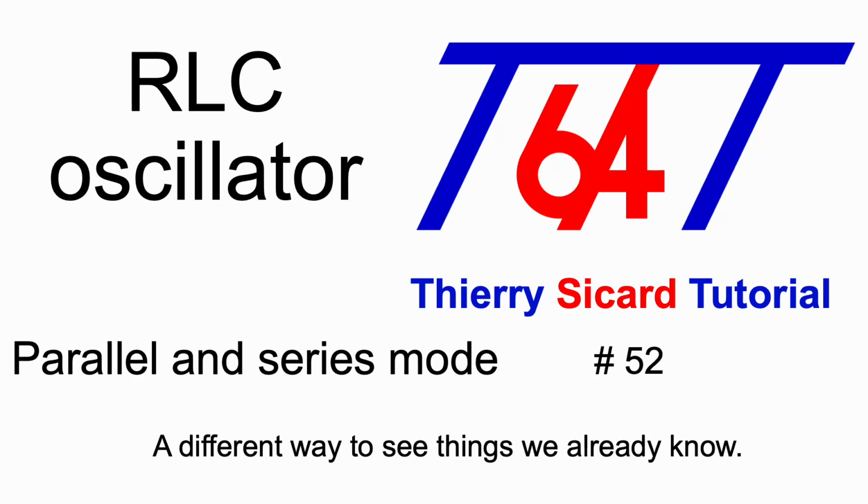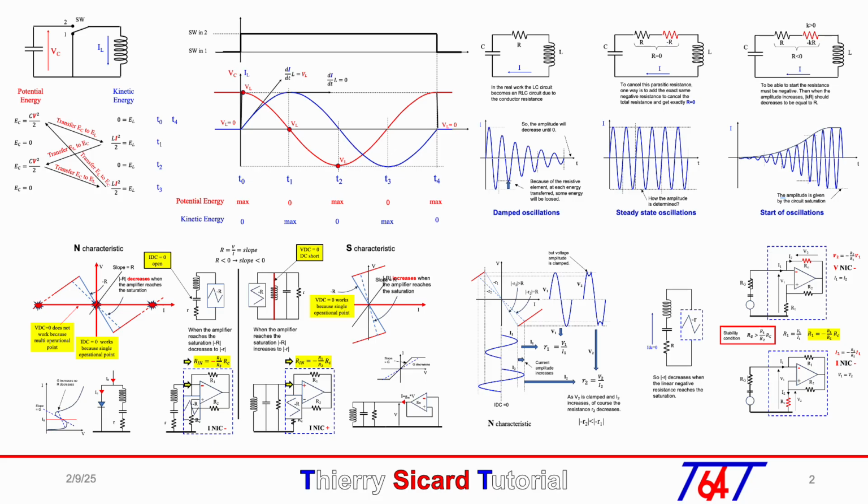Hello everyone, in this RLC car tutorial number 52, we are going to talk about the different operating modes of the parallel and series RLC oscillator. But we will start by explaining the energy transfer between L and C, then the starting condition to obtain the oscillation, then the negative resistance with N and S characteristic, and some solutions to obtain this negative impedance condition for parallel and series topologies.